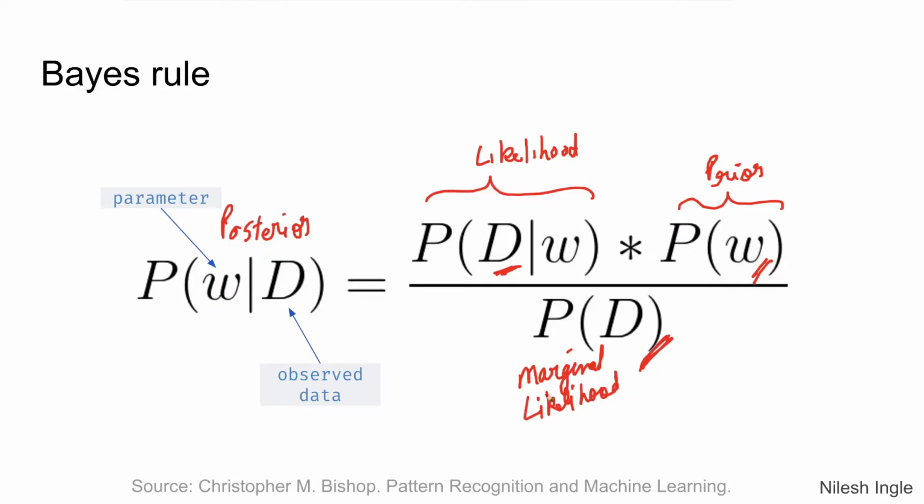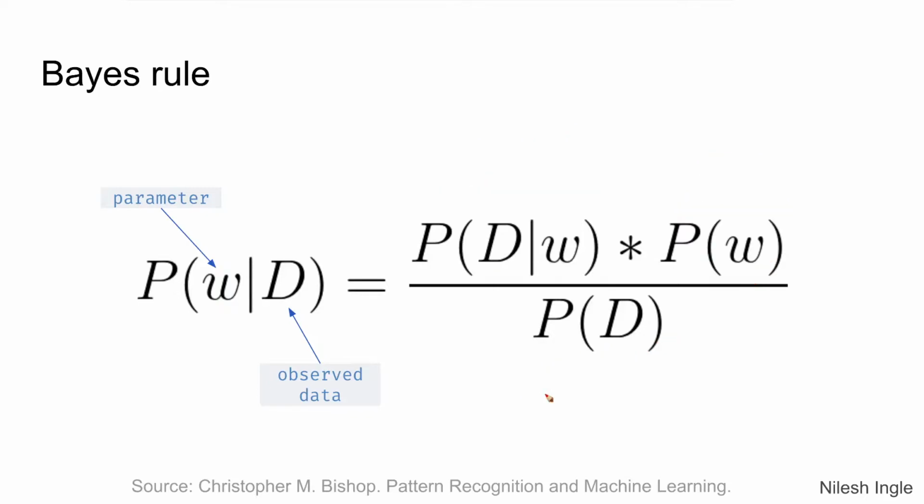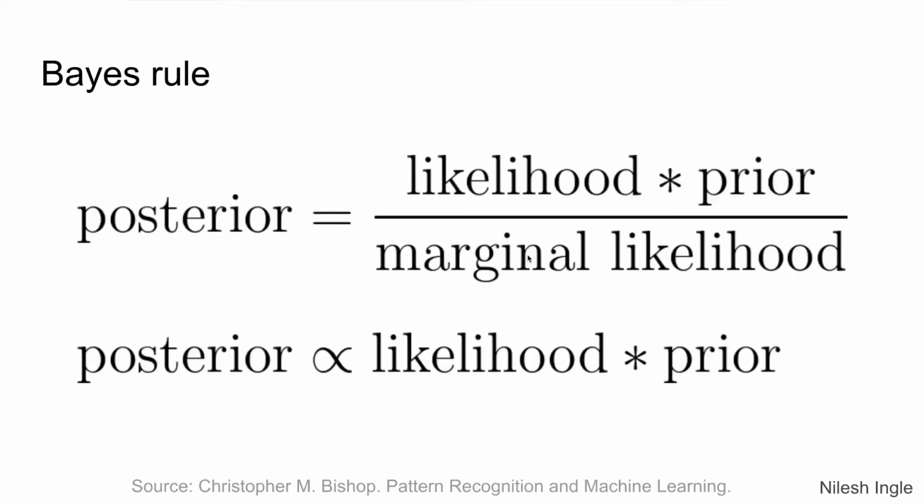So based on this, how can we use it for regression? This is the general equation about the Bayesian rule. We have posterior equal to likelihood times prior divided by marginal likelihood, and the posterior is proportional to likelihood and prior. We'll use both of these forms as we need them in upcoming slides.